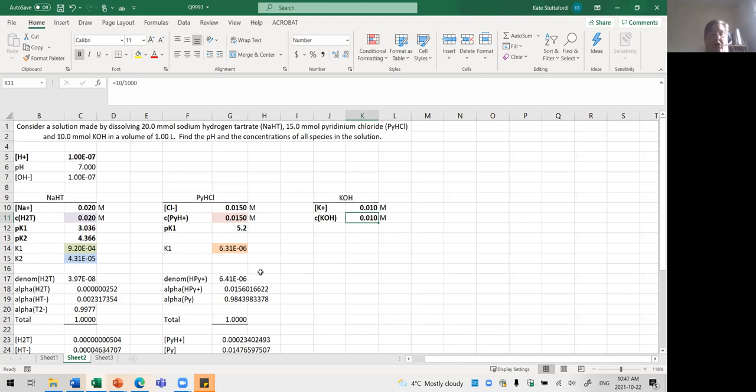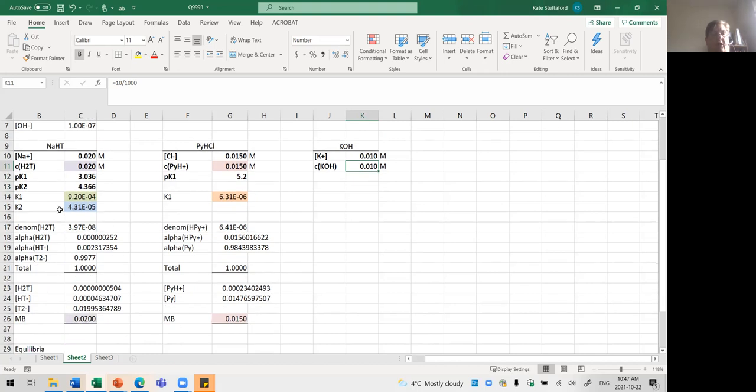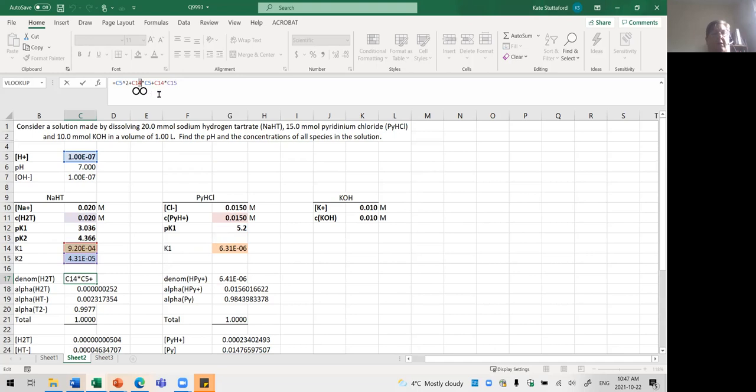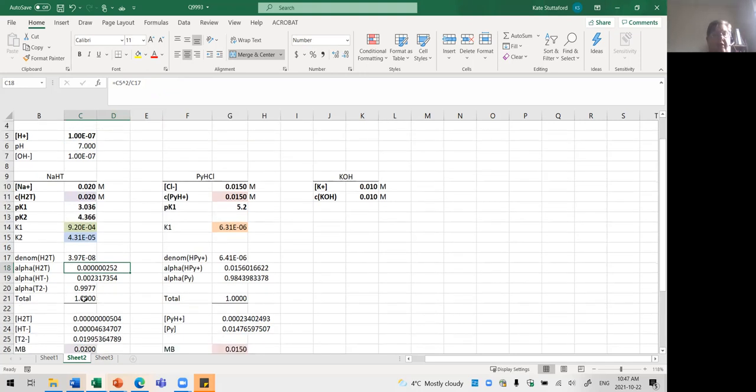For the two sets of conjugates, all I've done is calculate alphas and then species concentrations. So this is exactly like the spreadsheet that we did last week when we were working with alpha equations. So I calculate the denominator for the tartrate species. That's H plus squared, referring back up to the H plus up here, plus K1 H plus, plus K1 K2. And then for each of the three conjugates, I've got the numerator for that species over the denominator for all the tartrates. And then just to check that I've done all my formulas correctly, I've put in a sum here because all of the alphas should sum to one. Similarly, for the pyridine species, there's only two conjugates, so I calculated the denominator and then the two conjugates, and again checked that the total sums to one.